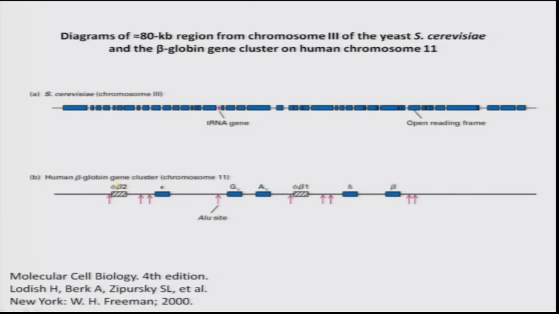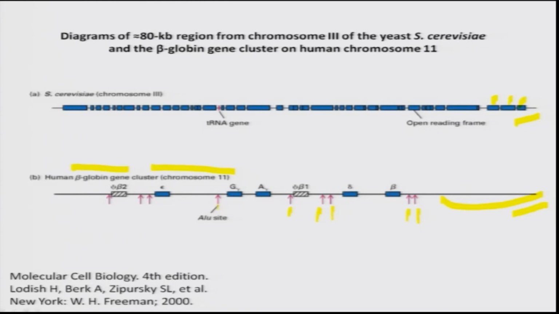This is a schematic diagram which compares the yeast genome with the human genome, right? The human genome that is compared here is from chromosome 11, having the beta globin gene cluster, because this is one of the gene dense regions. Even then, you can see the number of boxes which represent the genes is fewer in the human. Obviously you have more spacer elements. These arrows are nothing but the repeat elements.